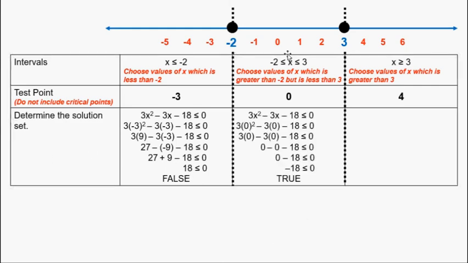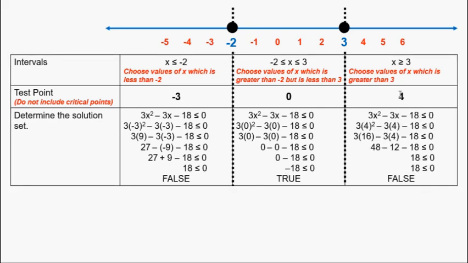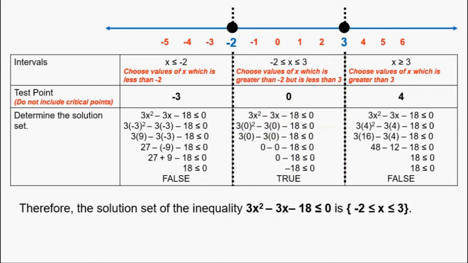Next naman, 0. Substitute lang natin. We have -18 is less than or equal to 0. Mababa nga ba ang -18 kaysa sa 0? That is true. Okay? And for our last interval, sinubstitute natin yung 4 sa lahat ng value ng x, we have 18. So, katulad lang din ng ating naunang interval, of course, that is false. So, we have false, true, false. So, kung ano yung true, yun ang ating solution set.